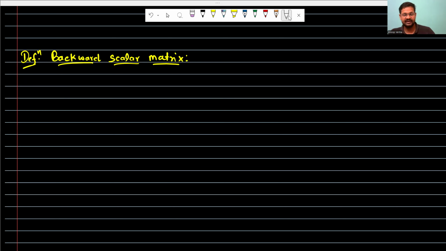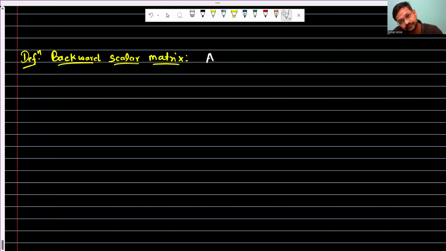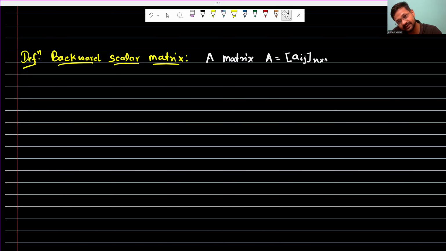So let's define it first and then we will study the properties of the backward scalar matrix. Okay, so let's define it. A matrix of the form, a square matrix A, which is of aij with the order n by n, is called a backward diagonal, sorry, backward scalar matrix.